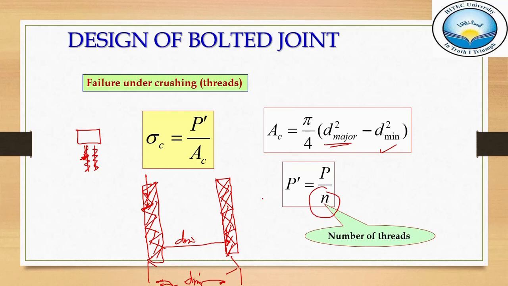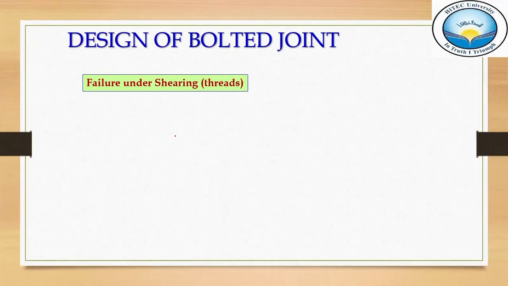So if you have a nut of 7 threads, the stress is equally distributed among 7 threads. So instead of using the total load, we use the load per thread. If you fear that the bolt will fail because of thread crushing, you can use a bolt with a large number of threads, so that stress will be distributed among a large number of threads. Okay, I think you have understood.